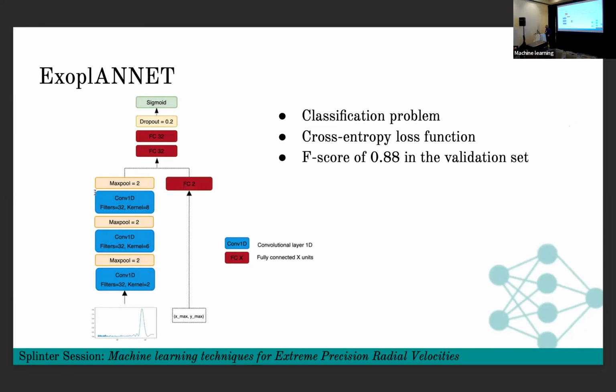This is the architecture of the network. It receives a periodogram here, and the position and the power of the maximum peak. The output is a single value representing the probability that the data was originally created from a periodic signal from a planet. We train it using the cross-entropy loss function until it reached an F-score of 0.88 in the validation set. It's a very simple classical convolutional neural network.